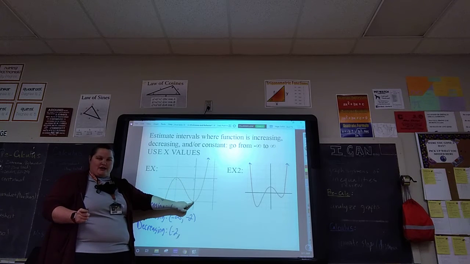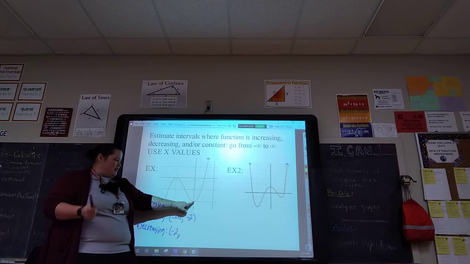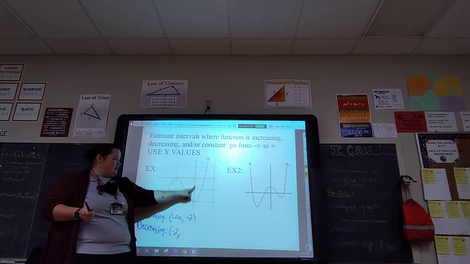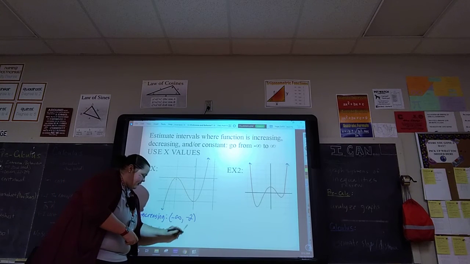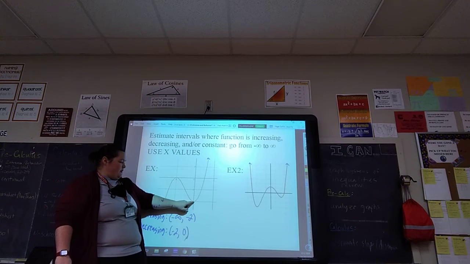And this is where it gets challenging because we're going to use this x value. So it's very tempting to say -4. What's the x value there? 0. Yep. So it's decreasing from -2 to 0. And then what does it do from 0?